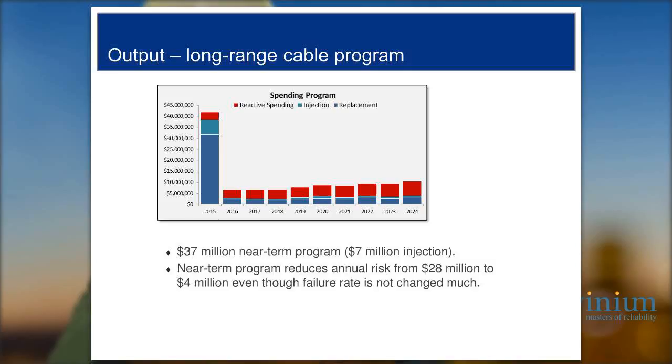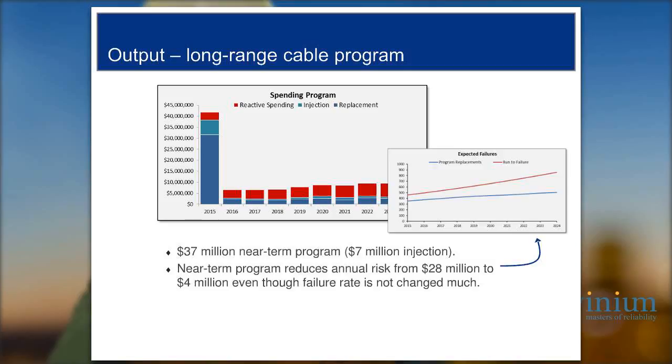That near-term program reduced the total risk from 28 million, which is what it currently is, to about 4 million, even though, and I thought this was very interesting, the failure rate really hasn't changed all that much. So this graph that just popped up here, the small one, a little hard to read, shows the predicted number of faults going forward, starting this year and looking at next year. The red is if we did nothing and just continued to run the system to failure. And you can see the steady increase in projected failure rate. And the blue is what happens if we follow this optimal program. So it's a flatter forward projection of failure rates.